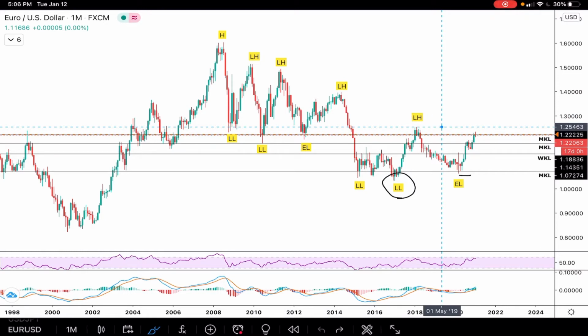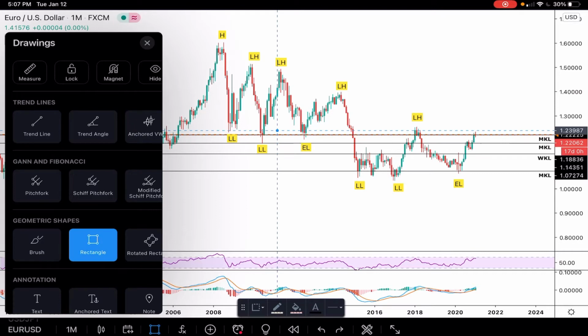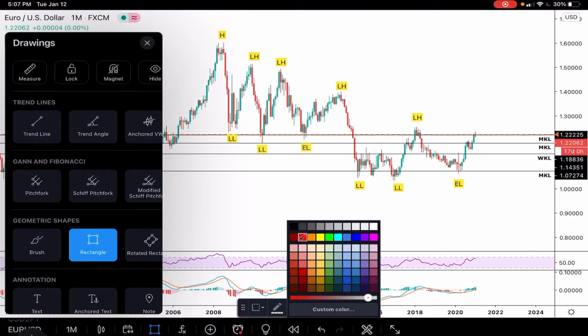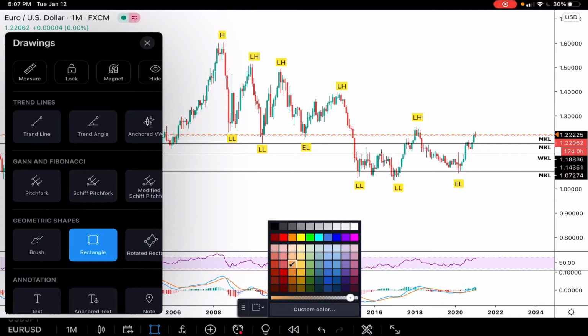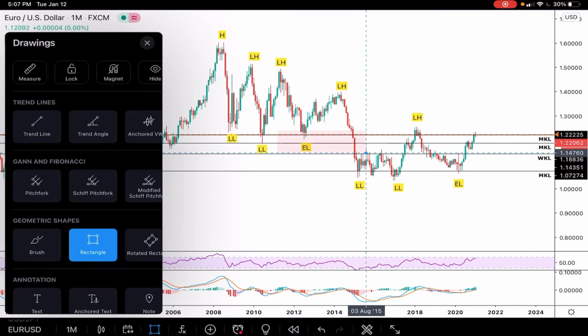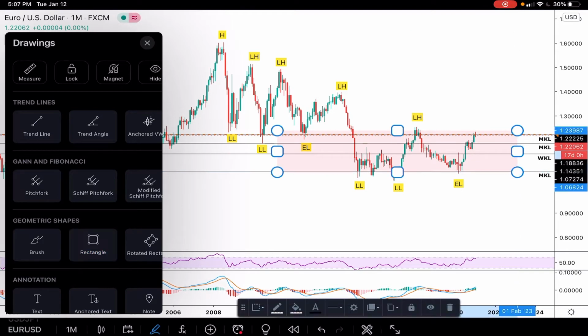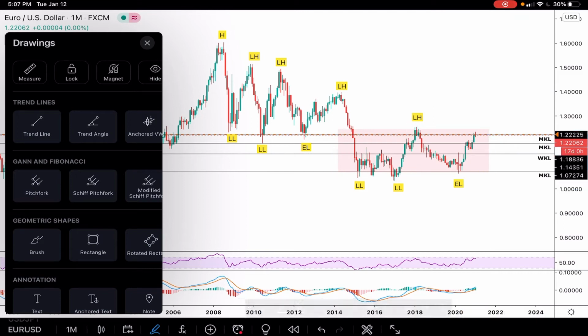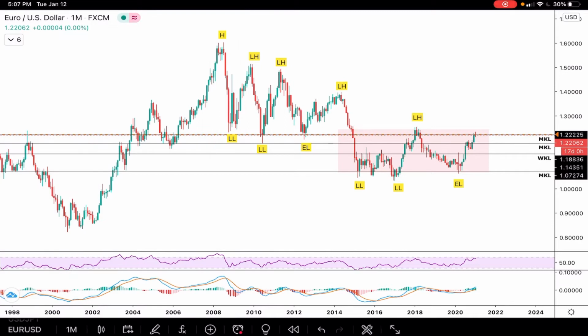What I want to show you is this. In my opinion, I believe that the market is moving sideways right now. It's moving in a range of support and resistance. And to better show you, this is what I see right here. I just see a range right now where price could break out either side.